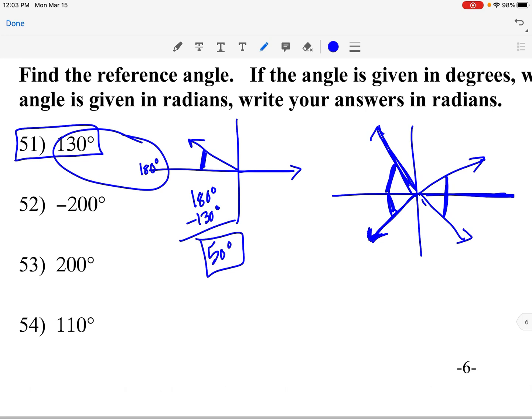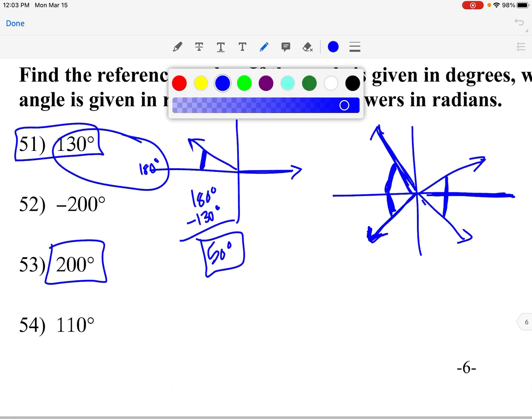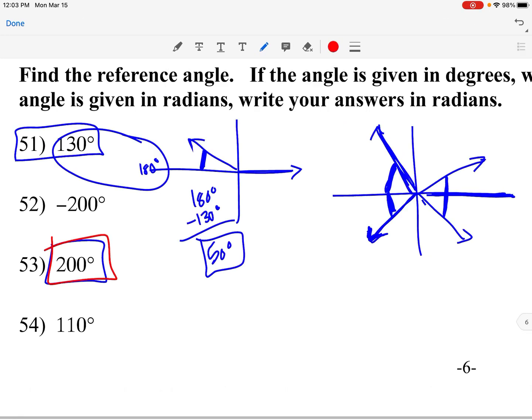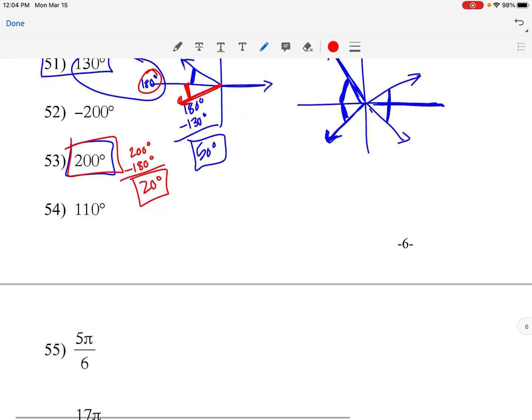So 200 ends almost in the same place, on the same side anyway. But 200 is below the x-axis, it's down here, but still the closest one is 180. So this time we find the difference between 200 and 180. 200 is the bigger, so I'll use that first. You just subtract them, find the distance, and 20 degrees is the size of that angle right there.